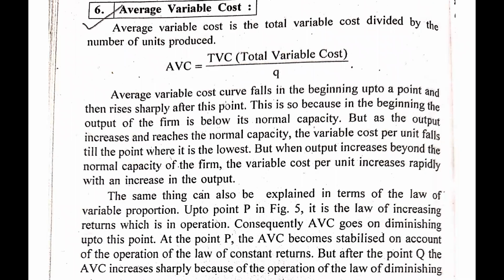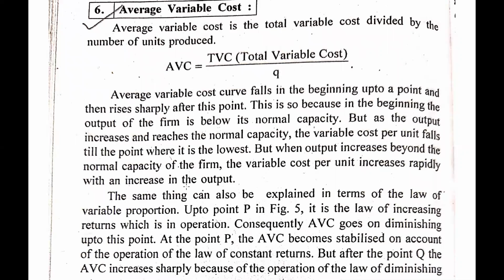Average variable cost curve falls in the beginning up to a point and then rises sharply after this point. This is so because in the beginning the output of the firm is below its normal capacity, but as the output increases and reaches the normal capacity, the variable cost per unit falls till the point where it is the lowest. But when the output increases beyond the normal capacity of the firm, the variable cost per unit increases rapidly with the increase in the output.